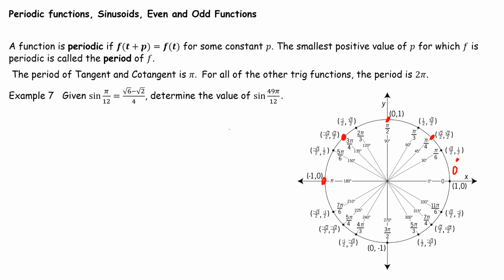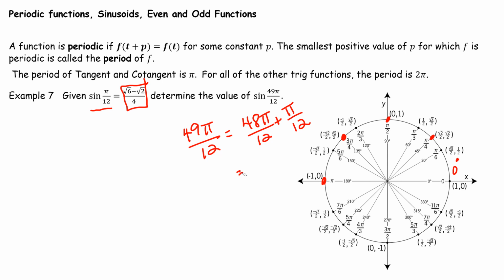Okay, so given sine pi over 12 equals square root of 6 minus square root of 2 over 4, determine the value of sine 49 pi over 12. So what's the difference between pi over 12 and 49 pi over 12? Well, 49 pi over 12 is just 48 pi over 12 plus another pi over 12. So that is equal to 4 pi plus pi over 12.